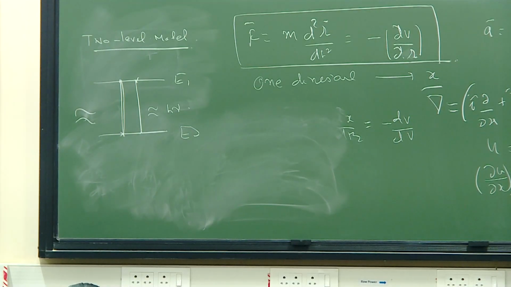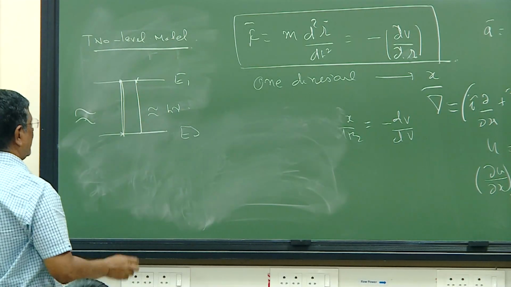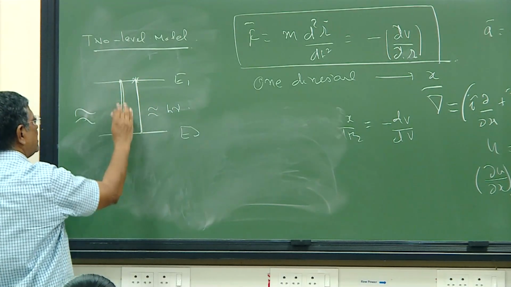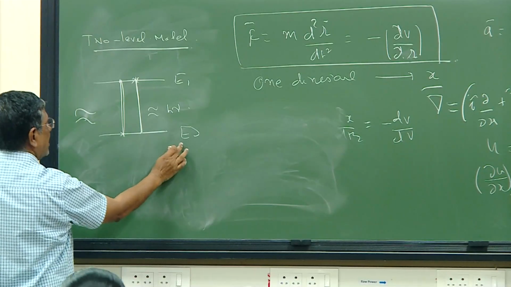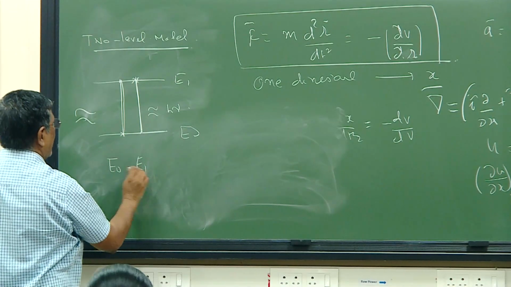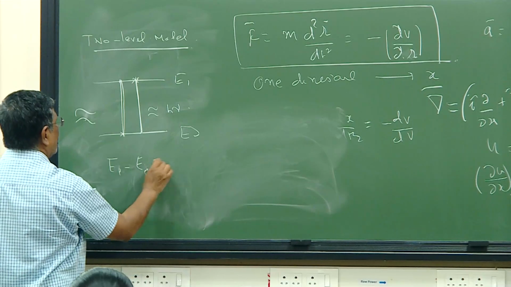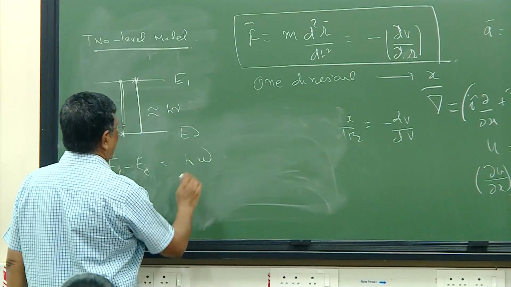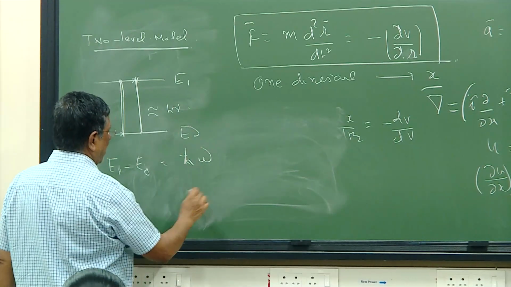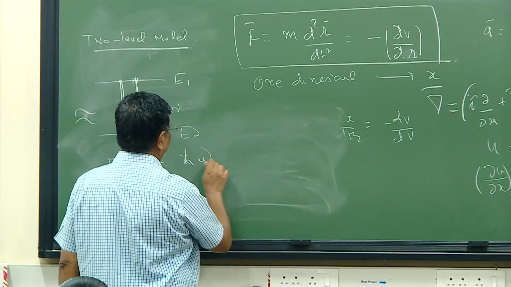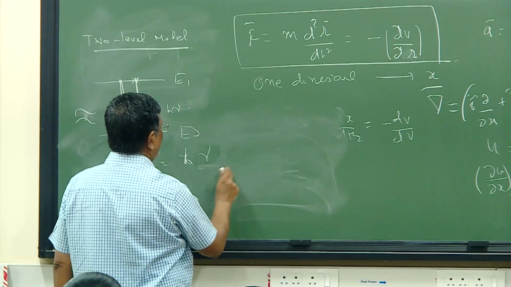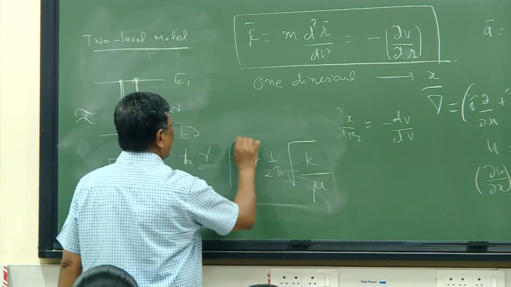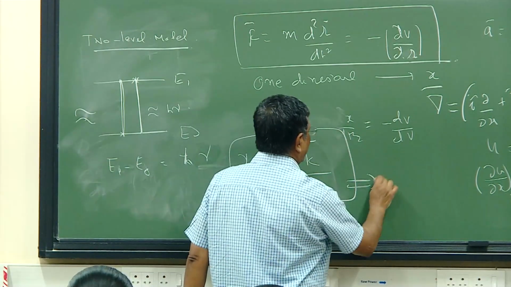Now, this energy, we have, this is a spring, we have seen that. Therefore, the energy difference between these two, E0 to E1 or E1 to E0, this difference is h omega or h nu, whichever you want to use, h bar omega. Therefore, your frequency omega, I will make it as nu, your nu is equal to 1 by 2 pi into root of k by mu.